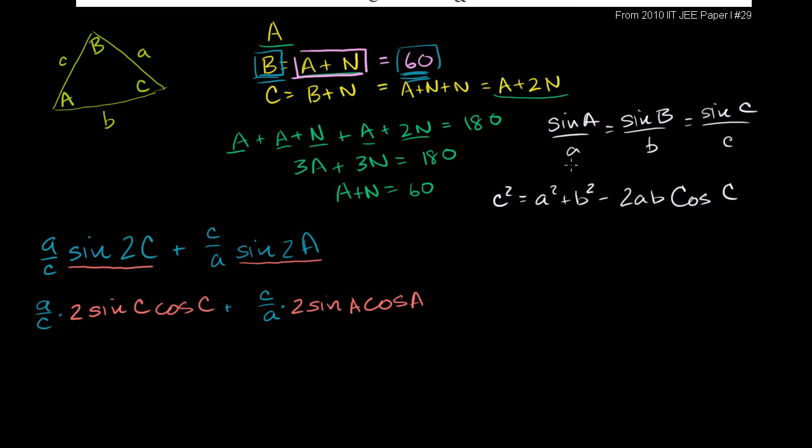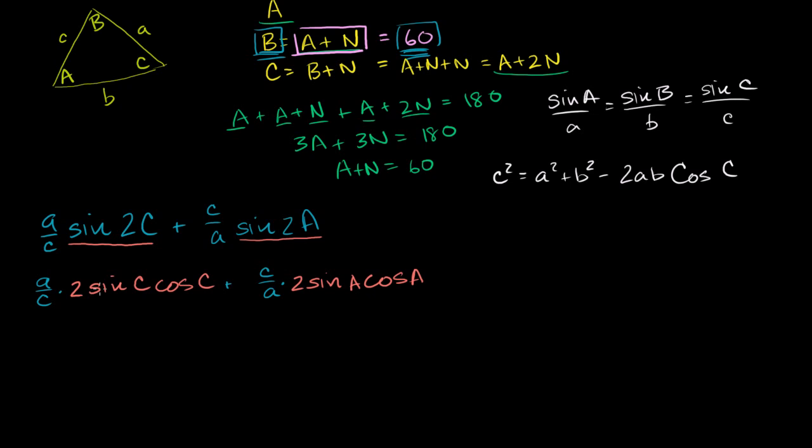Let's see if we can somehow use both of these to put this in terms of b, which we have information about. The first thing is, I could rewrite this. This says sine of c over c, and this is sine of a over a. So I have 2a cosine of capital C, and then times sine of capital C over lowercase c. That's that term and that term right over there.